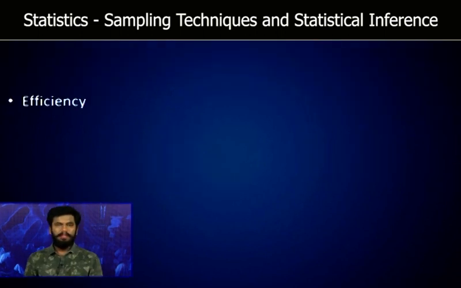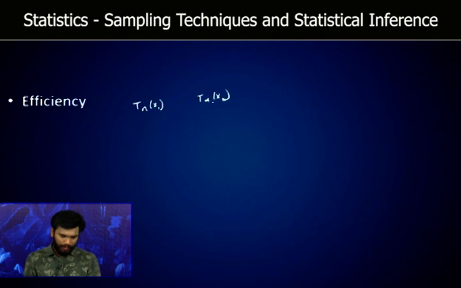Next, efficiency. So in this efficiency we will compare two estimators, Tn of x1 and Tn of x2. Let's consider these as T1 and T2.